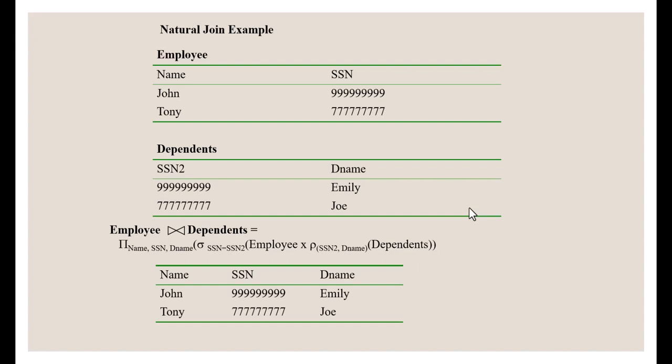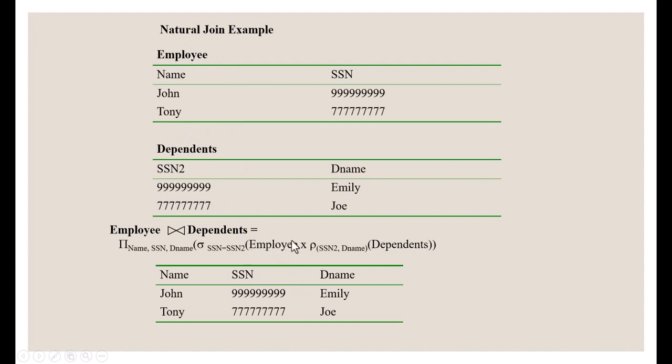Here's another example. One has employee, which has their name and then their social security number. We have dependents, with social security number 2, and then D name is the name of the dependent of the employee. So we're taking a natural join between employee and dependent. Notice how we have name and social security number 2, and then D name. These two tables don't really have any attribute in common, right? But the social security number, in semantics, should be the social security number of the employee. So we're going to set them equal to each other.